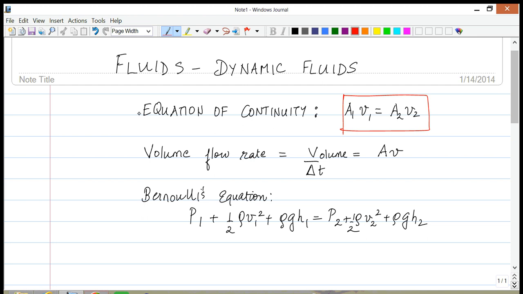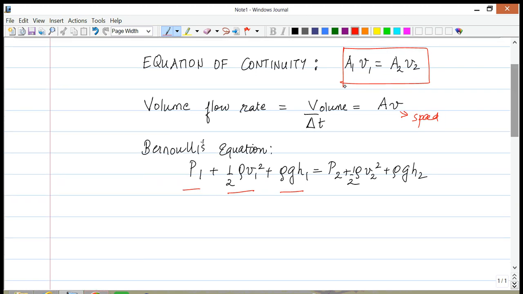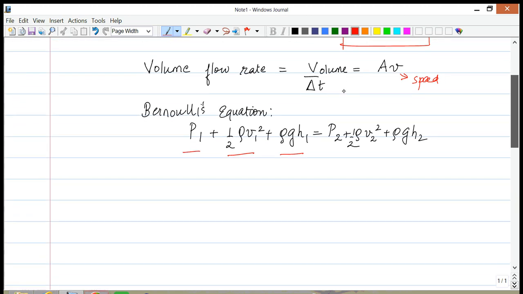The definition of the volume flow rate is also important. Volume flow rate is volume over time, and it is equal to A times V. Now the lowercase v here once again is the speed, so make sure that you keep that in mind. And the last one is Bernoulli's equation, which says that the pressure, which happens to be work per unit volume, plus kinetic energy per unit volume, plus potential energy per unit volume, is equal to a constant, for the ideal fluid that we are going to look at.